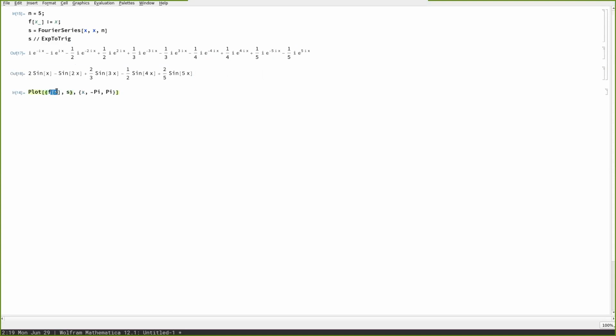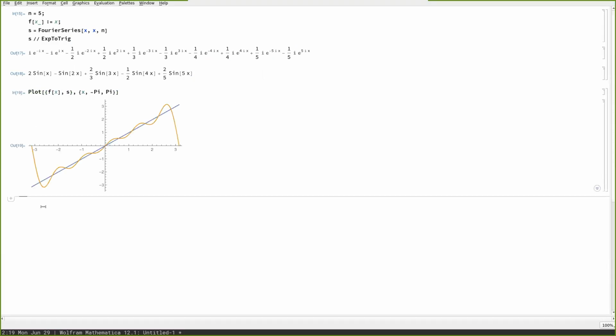I'm going to plot the function and the Fourier series together to see what happens. So the blue line, that's the function f of x equals x. And the gold function is the combination of sines that is closest to the function f if I'm only permitted to go up to 5 terms. So these are the first 5 terms.